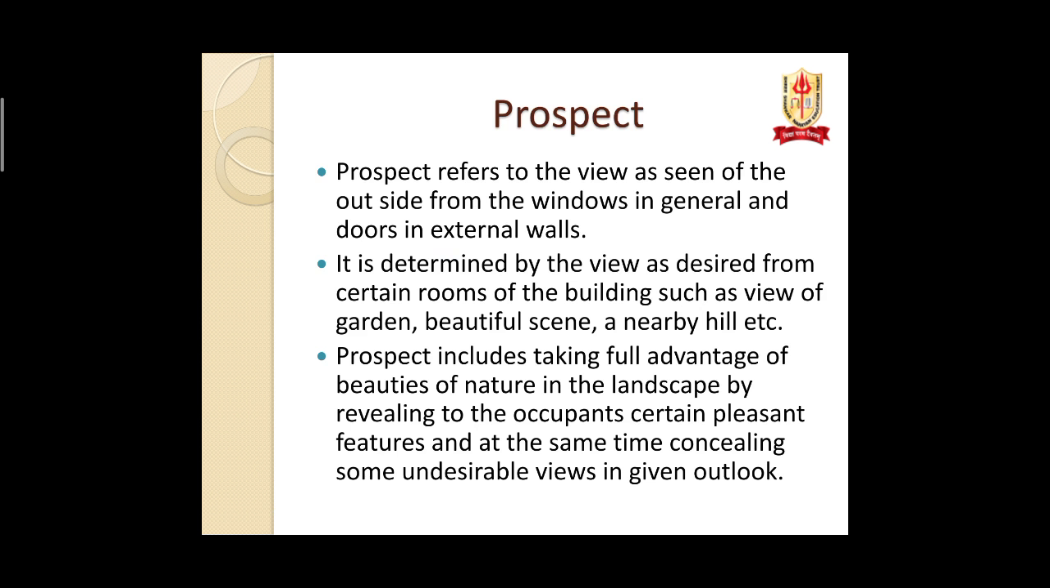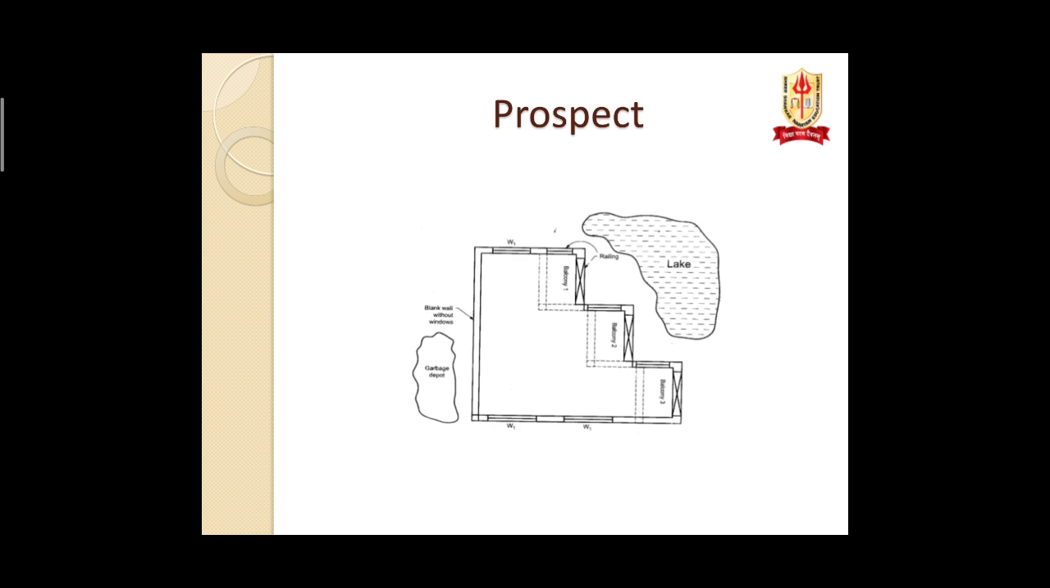The second one is prospect. Prospect refers to the view seen of the outside from the windows in general and doors in external walls. It is determined by the view desired from a certain room of a building, such as a view of a garden, beautiful scenery, nearby hills, etc. Prospect includes taking full advantage of the beauty of nature in the landscape by revealing to the occupant certain pleasant features and at the same time concealing some undesirable views in a given outlook.